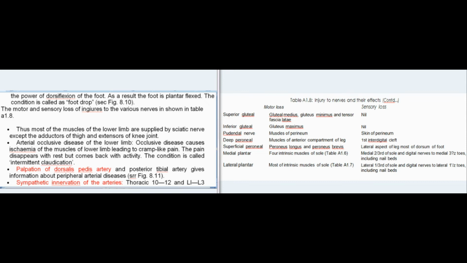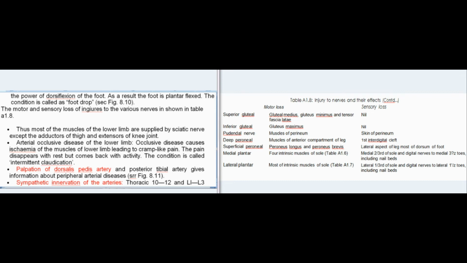Arterial occlusive disease of the lower limb. Occlusive disease causes ischemia of the muscles of the lower limb, leading to cramp-like pain. The pain disappears with rest but comes back with activity. The condition is called intermittent claudication. Palpation of the dorsalis pedis artery and posterior tibial artery gives information about peripheral arterial diseases, see Fig 8.11.